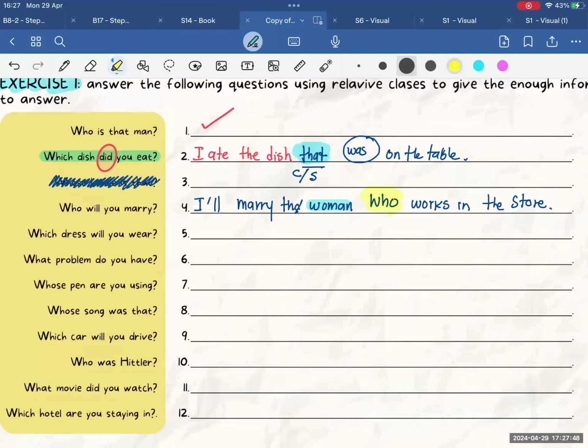At number 5. It's complicated, but you can do it. Which dress will you wear? ¿Qué vestido usarás? Entonces, cuando te dicen algo de qué, cuál, which dress will you wear? ¿Cuál vestido usarás? Vas a responder, yo usaré el vestido que. You know what I mean?